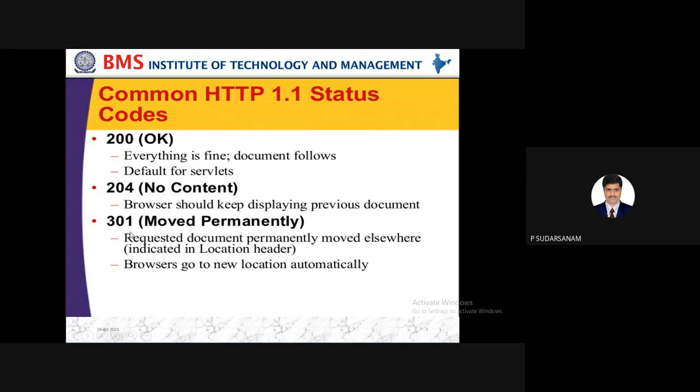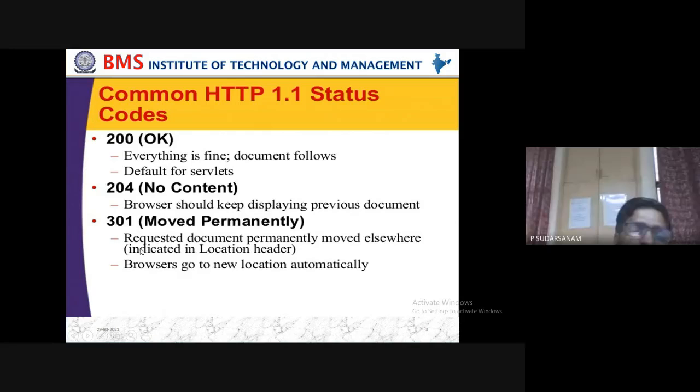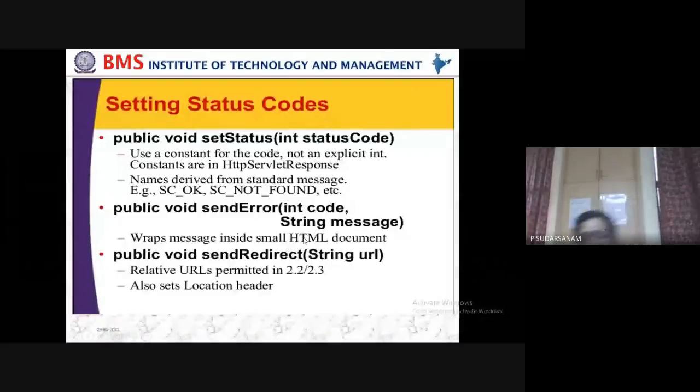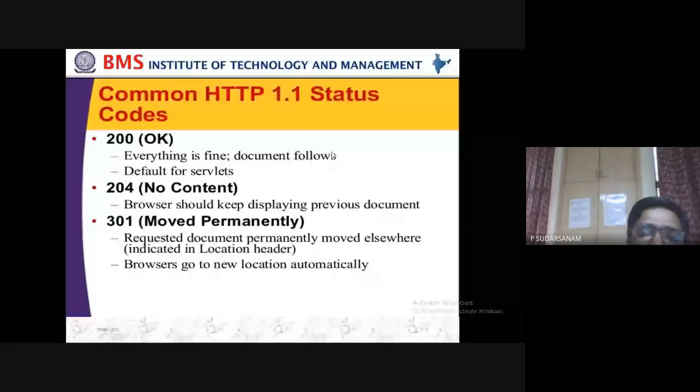Next is 301 Moved Permanently. This number means the requested document is permanently moved elsewhere, and the Location header indicates where. So here you can see these are the numbers in the status codes. Directly if you put that number, you will get that one. So you can see 201, 202, 203, 204, 205. What are all the numbers? What are the error messages? The system will show them.